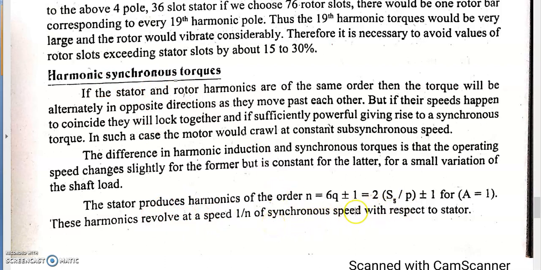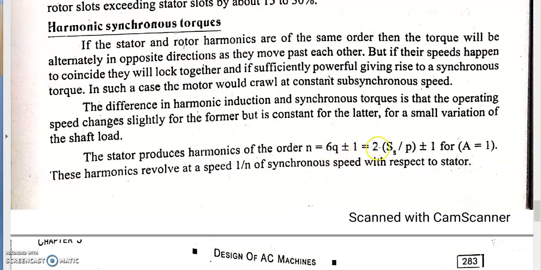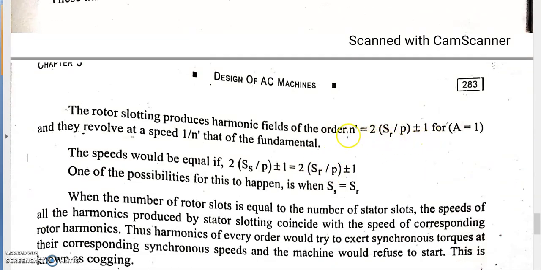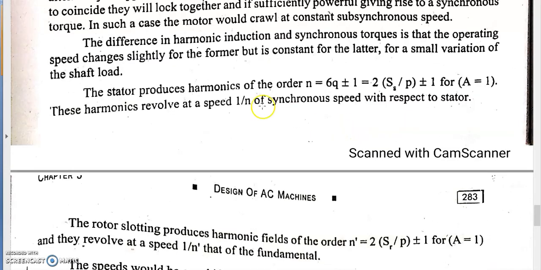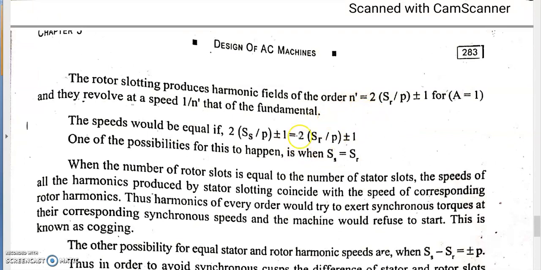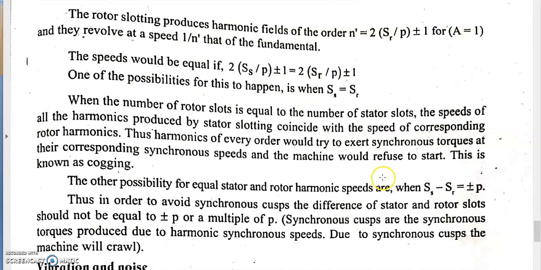Stator harmonic order and rotor harmonic order should not become equal. So n equal to 6AQ plus or minus 1, where Q is slots per pole per phase, for A equal to 1, should not be equal to n dash, the rotor harmonics, 2 into n into plus or minus 1. Here n represents the stator harmonics and n dash represents the rotor harmonics. These two should not be equal. If these two are equal, that will produce the harmonic synchronous torque.